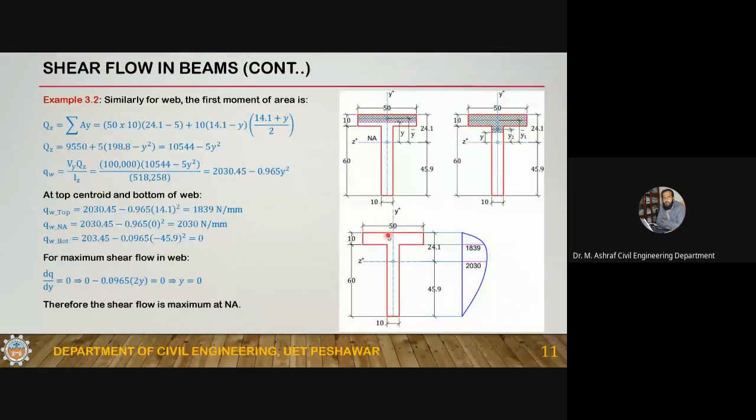It is because there is no b term in the shear flow. That abrupt change was due to b, because the width of the beam in the flange was 50 and the width of the beam in the web was 10. But since there is no b term in the shear flow, this abrupt variation is not existing. So this is the variation diagram. Okay, so this is the shear flow variation diagram along the depth of the beam, and this is in Newton per millimeter.